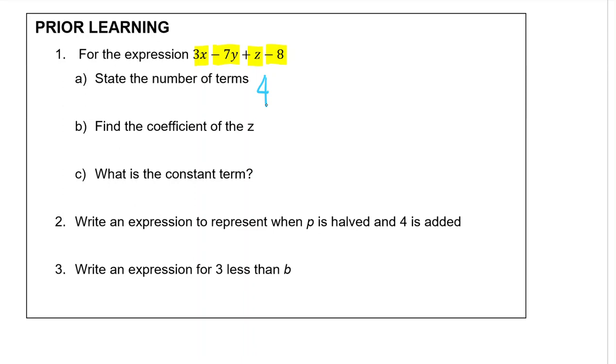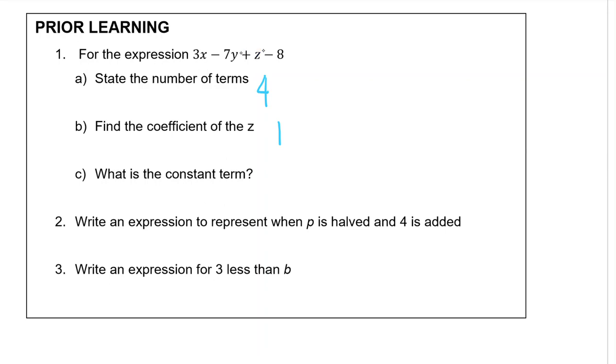Find the coefficient of the z. Coefficient means the number in front of. So if my z term is here, the number in front of that z is what I want. However, for this question, there's no number there. If there's no number, it means that it's a number 1. So there's a 1 for our coefficient of z.